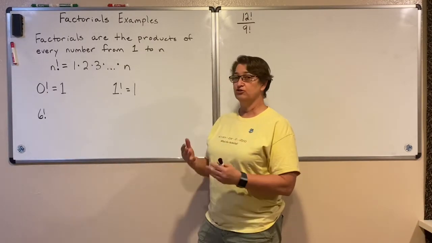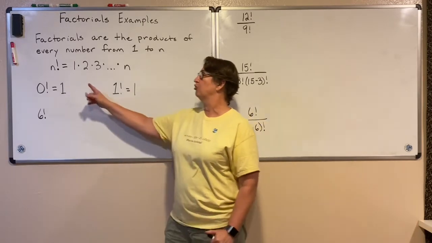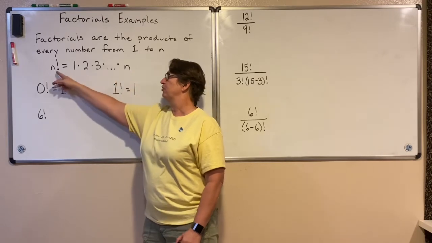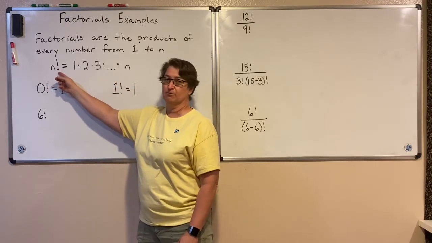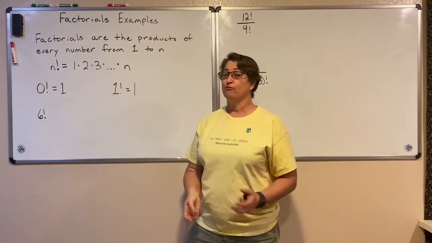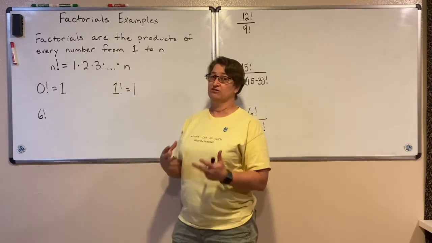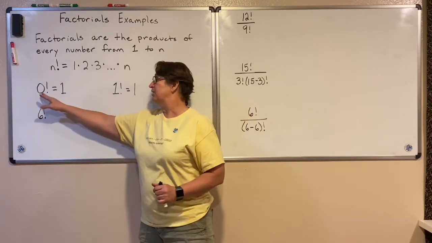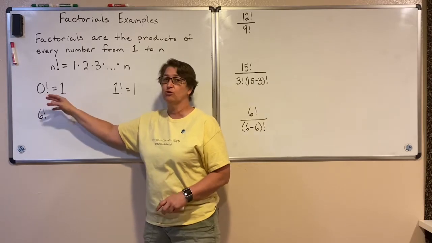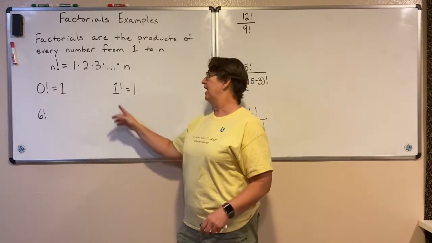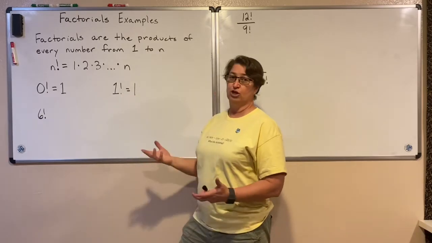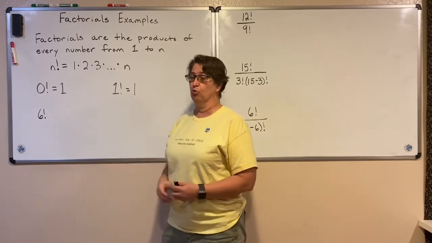So a factorial is just an operation that tells us to multiply all the numbers from 1 up to the number in front of that exclamation point. This means factorial. Now there are a few things that we need to know that we've just defined. We've defined 0 factorial to equal 1. So anytime we see 0 factorial, that's just equal to 1. And 1 factorial is also equal to 1. So just know those two are both 1.